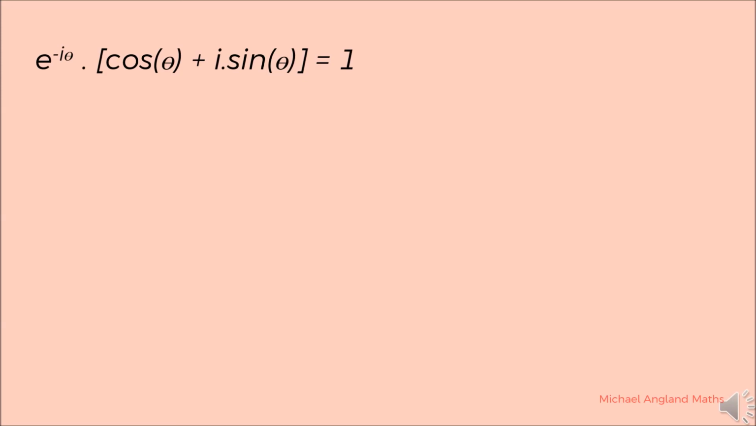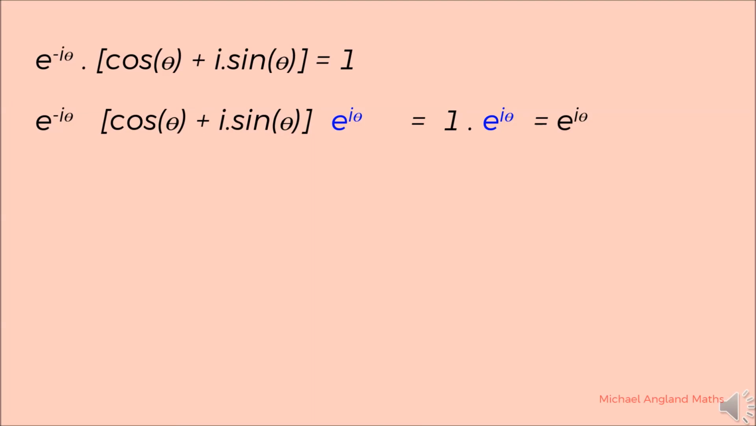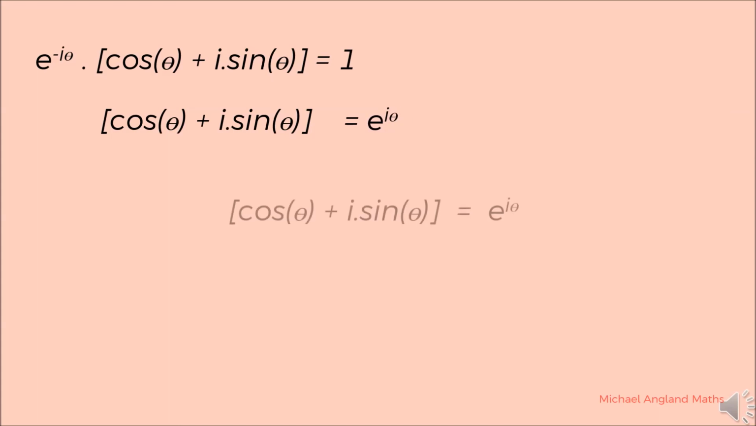Having our function identically equal to 1 gives us the first line. The final step is to multiply through on both sides by e to the iθ. So now we have e to the minus iθ, (cos θ + i sin θ), times e to the iθ. The two exponents cancel out, so we're left with cos θ plus i sin θ on the left-hand side, equal to, multiplying on the right-hand side, e to the iθ, which gives us the formula that we were looking for.